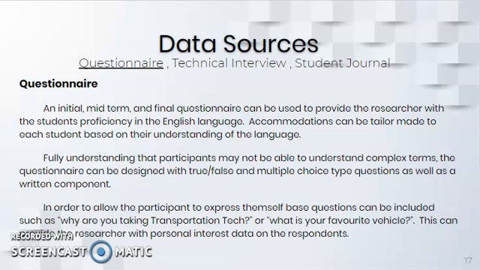Allowing the student to express themselves through these questions will provide the teacher some valuable insight. Why are you taking transportation tech? What is your favorite vehicle? Personal interest data is something that we can tie into later lessons. Why is a student taking transportation tech? Maybe they want to be a tech, maybe they want to be an engineer, maybe they just want to learn how to fix their own vehicles, their family vehicle. So the answers to these questions will allow me to better serve that student.